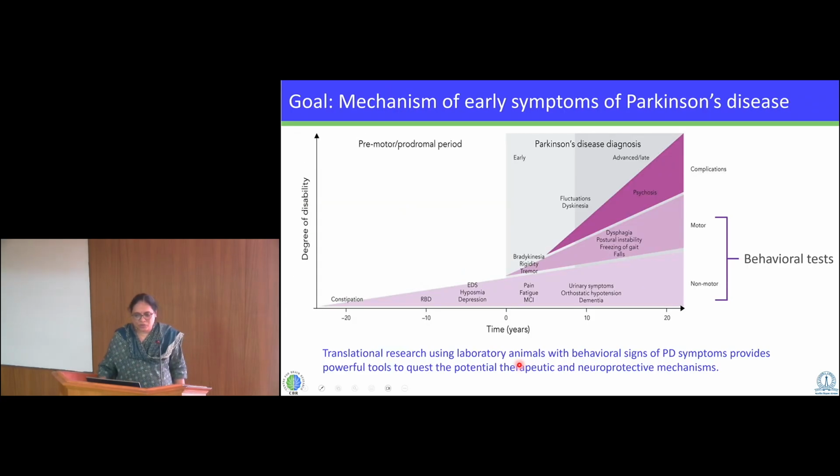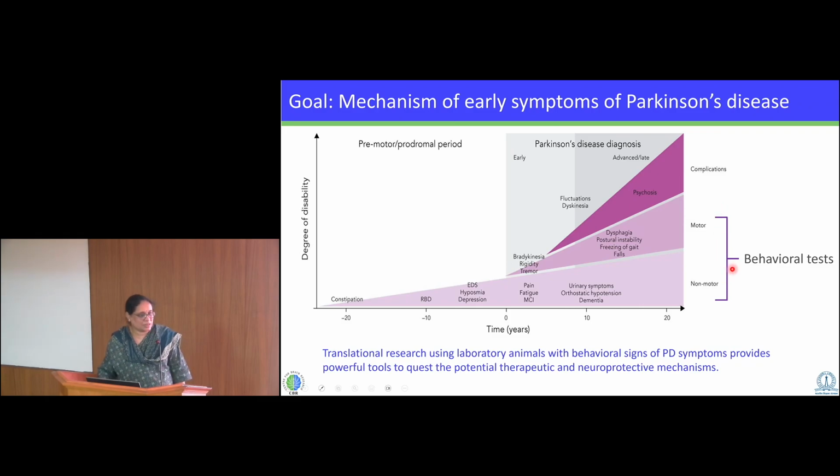If you look at the different trajectory of Parkinson's disease symptoms, in the prodromal phase you see premotor symptoms, which include constipation, RBD, insomnia, EDS, and depression. Then you will have motor symptoms, which are followed by more complications, such as psychosis.